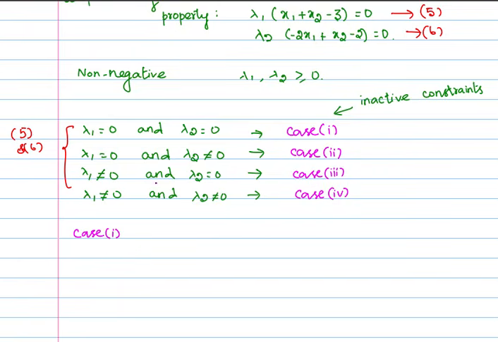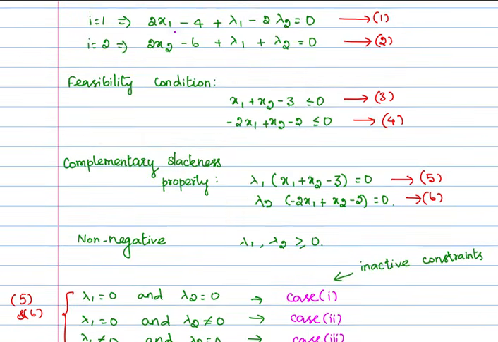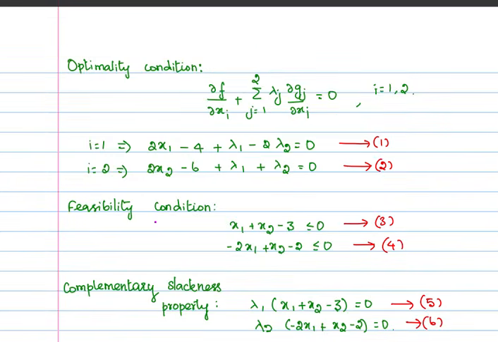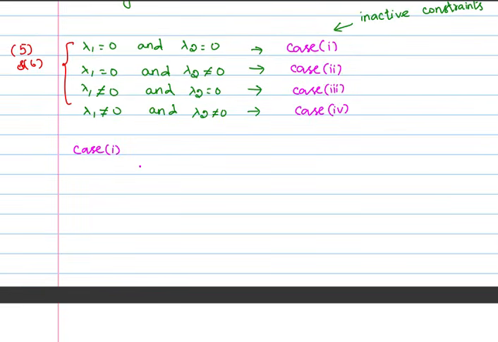Case 1: lambda 1 and lambda 2 both are 0. So lambda 1 and lambda 2 become 0, and these terms become 0. So from equation 1, x1 equals 2, correct? Equation 2 implies x2 equals 3. So now it is possible.